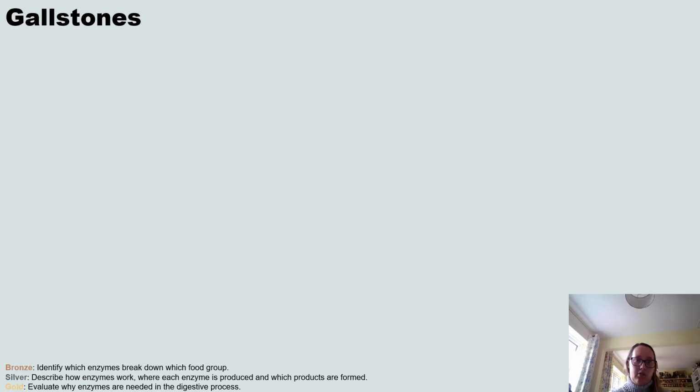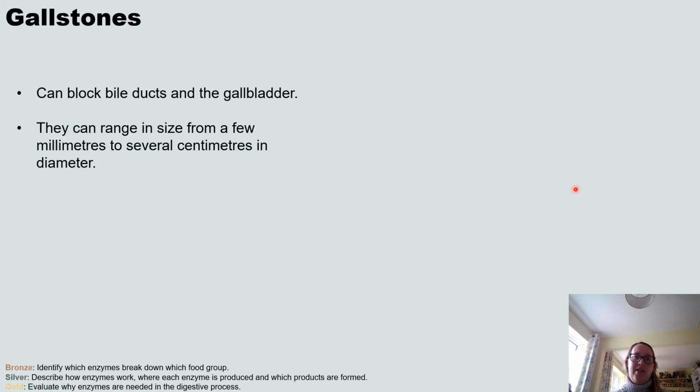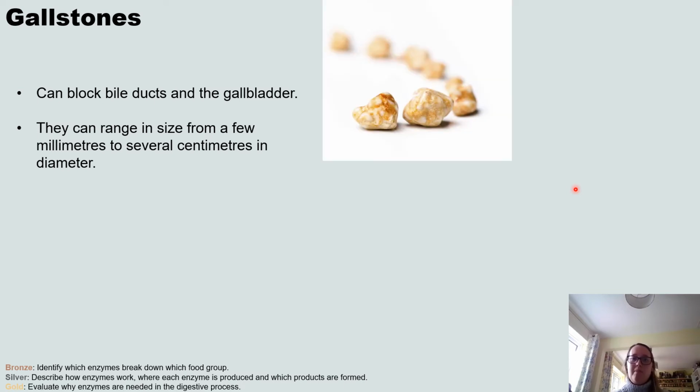Okay, let's go on to gallstones. So I mentioned earlier that the gallbladder can have issues. So gallstones block the bile ducts and the gallbladder, and they can range in size from a few millimeters to several centimeters.